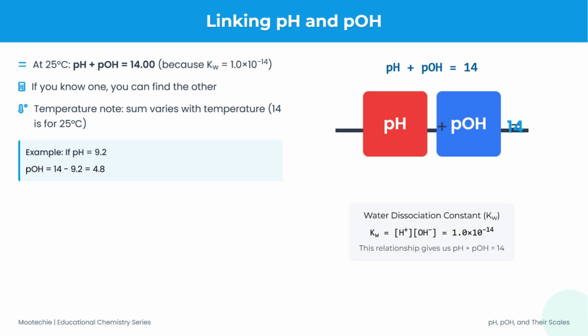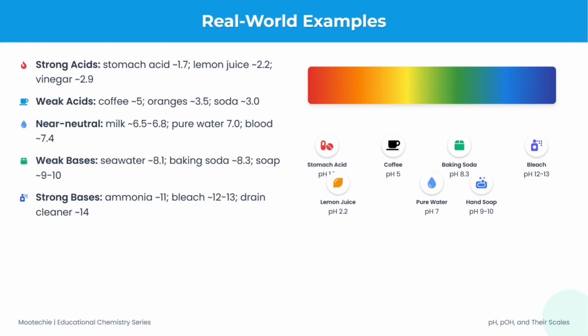To really make this stick, let's connect it to some real-world examples. Strong acids include stomach acid at around pH 1.7, lemon juice at about 2.2, and vinegar at 2.9. Weak acids are things like coffee at pH 5, oranges at 3.5, and soda at around 3.